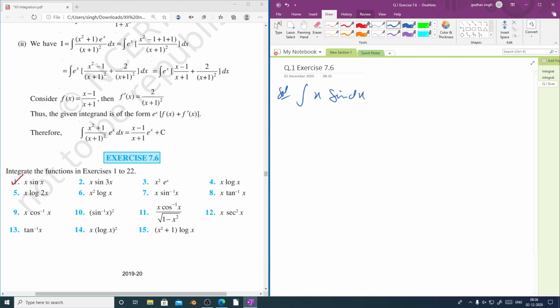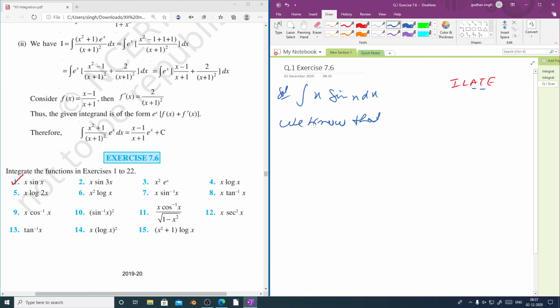So let us here, this will be our rough work. Let us write down ILATE, and check this x is actually algebraic, and this is a trigonometric function. So algebraic is coming first and trigonometric is coming second. So the order is correct. There is no need to change the order. Now we'll write down the rule.